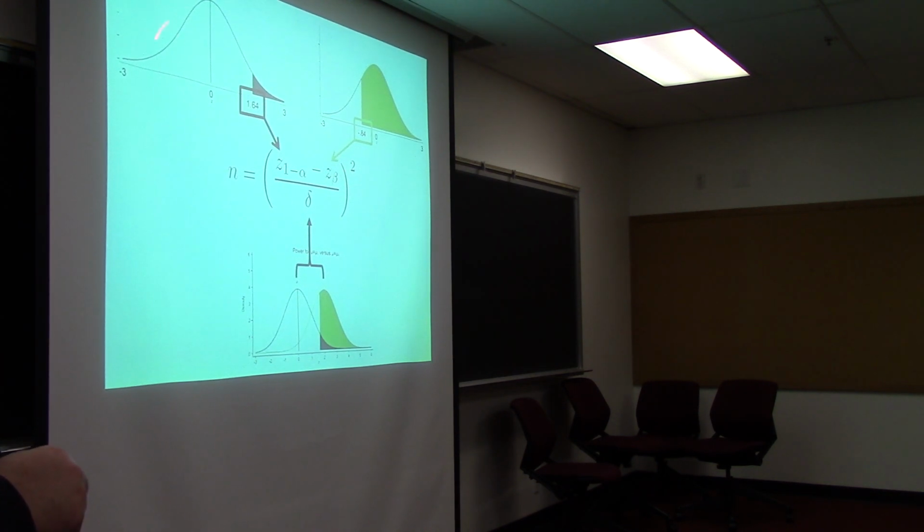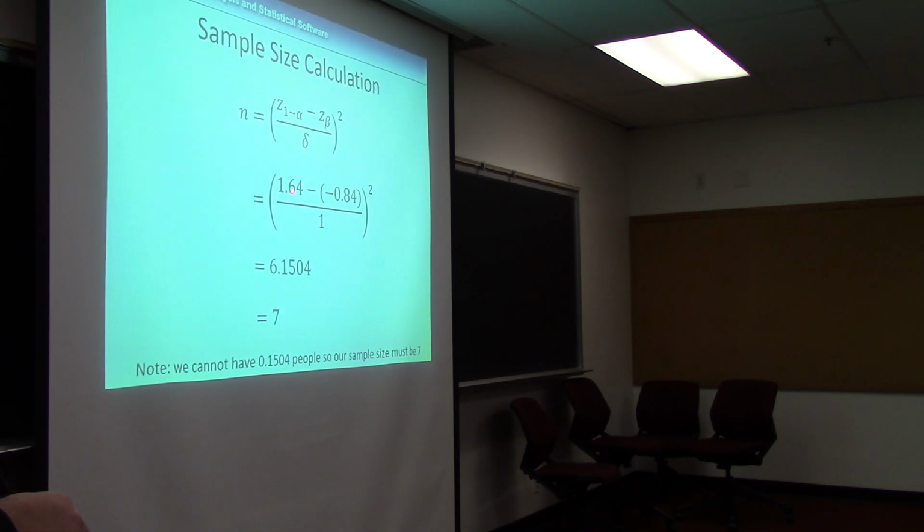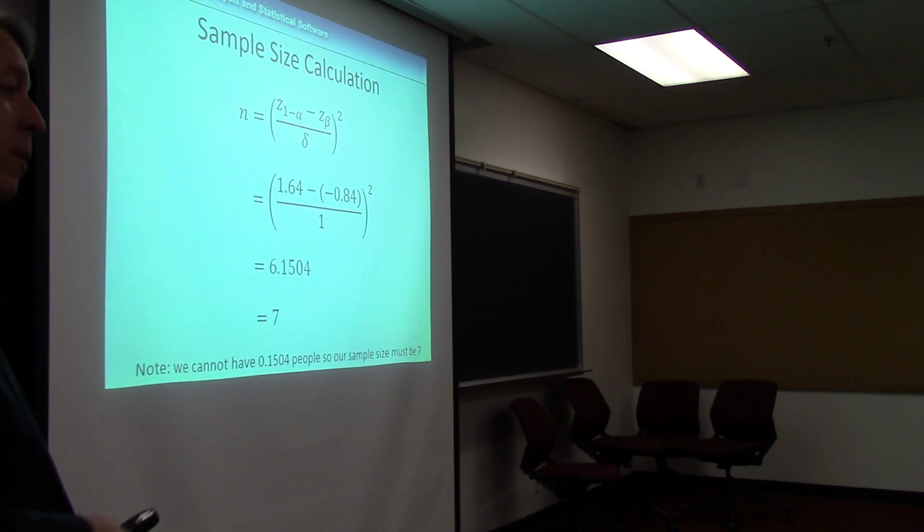So I thought I would go ahead and show you on a graph where these numbers come from that we plug in. So z1 minus alpha, that's this 1.64, that's our critical value that dictates that 0.05 on the right tail. The minus 0.84, that's the z-score over here that gives us our power from here. Our effect size is the difference between the two means, so that's where we get these three numbers from. So if we plug in 1.64 minus (minus 0.84) divided by 1 and square that, we get 6.1504.